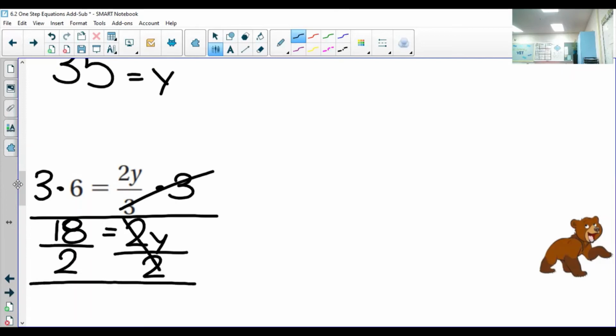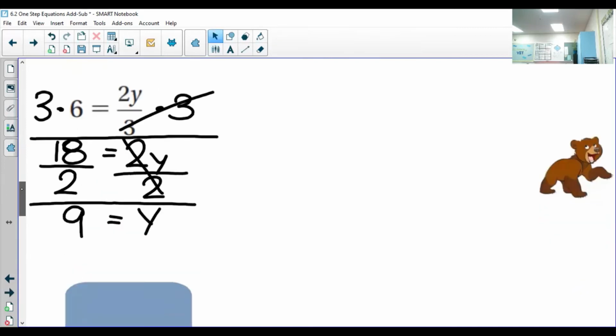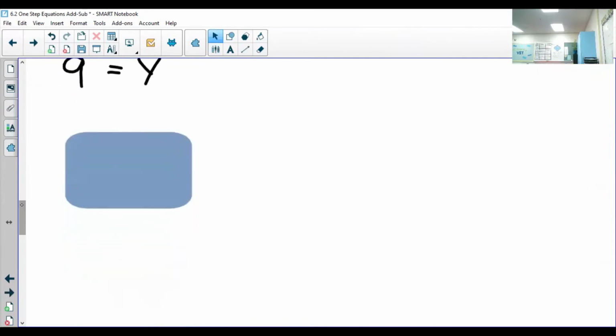My 2's are going to cancel, and I have y equals, what's 18 divided by 2? Well, we know that's 9. Okay. Hopefully this is making a little bit of sense for you. Let's try just one more like that.